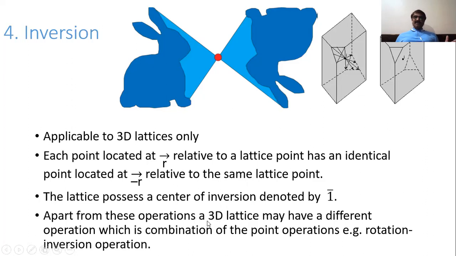Now, apart from this, there will be combinations of different operations, and the best example is the rotation-inversion operation. In this way, if there is a combination, then more symmetry will be there in a lattice.